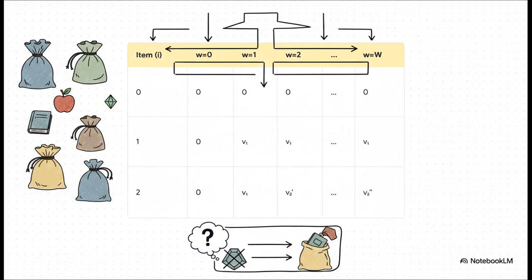For our knapsack problem, this looks like a big grid. Each row represents one of the items we could decide to take, and each column represents a different possible weight limit for our knapsack. We fill in each little box by making a simple choice. Are we better off including the current item or not? And we base that choice on the best answers we've already calculated for smaller knapsacks.